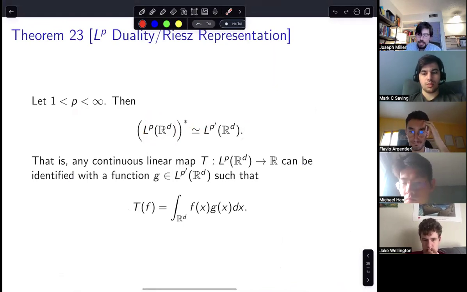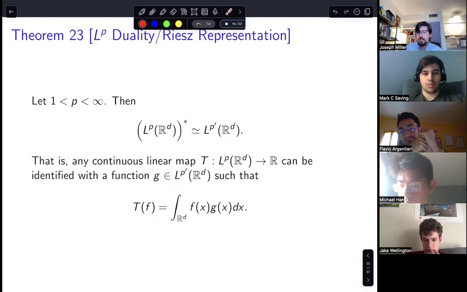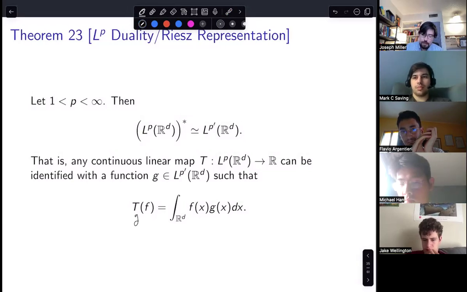Said another way, for any continuous linear map from L^p to R, I can get a function g in L^p' such that this linear map evaluated against a function in L^p is just integration against this function g. So this is the notation I was using before. Okay, so let's keep moving on.